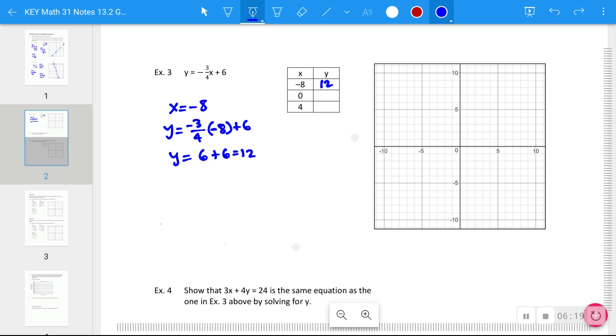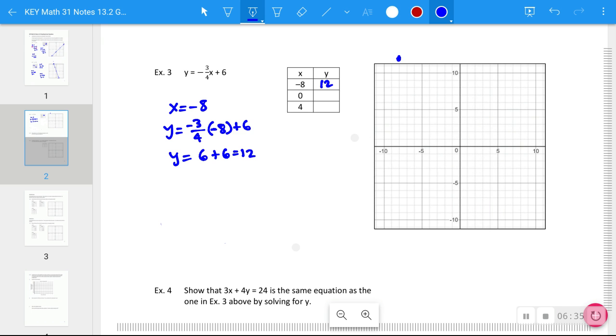Okay, so now I got to plot this thing. It's 8 back and 12 up, which is actually a little bit off the charts here, but we can kind of shoot for it. It's about right there. And if it gets too far off, don't bother. Just don't even plot it.